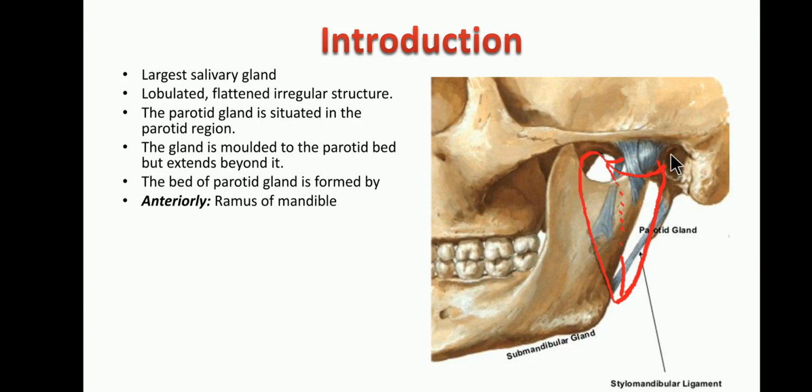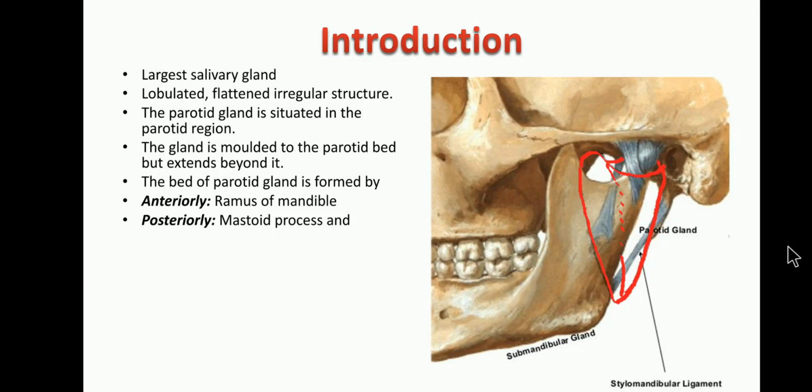Superiorly you are able to see the external acoustic meatus, mainly formed by the tympanic plate of the temporal bone, and you are able to see the capsule of the temporomandibular joint. Okay, so that will form the superior limit or bed of the parotid gland, which is also called the base of the gland. This surface is very much molded to the tympanic plate of the temporal bone, the external acoustic meatus.